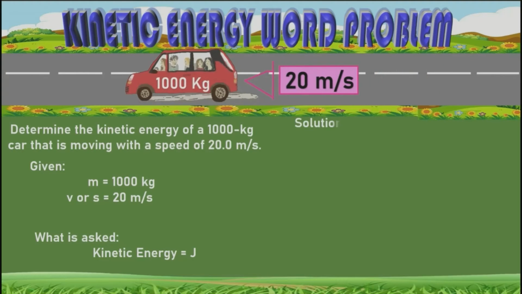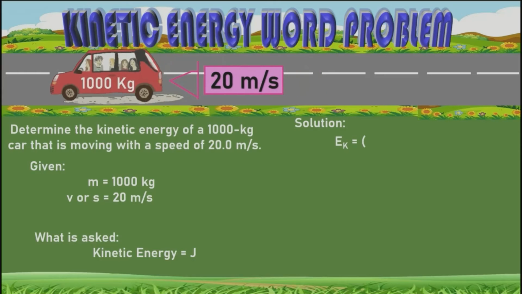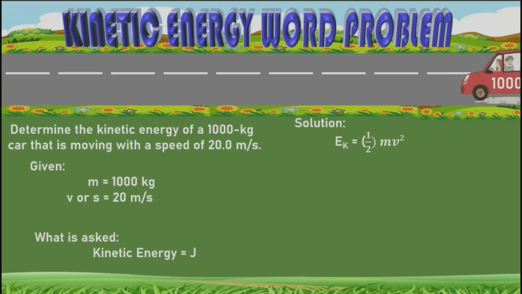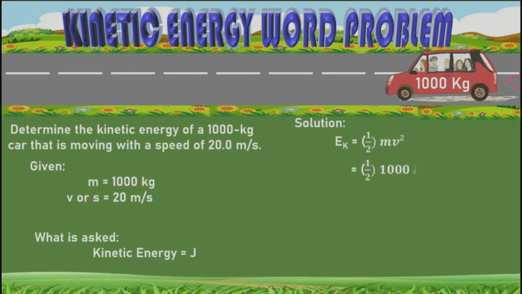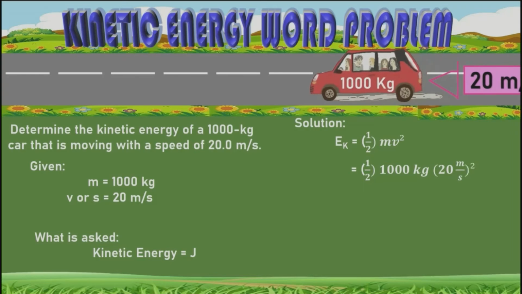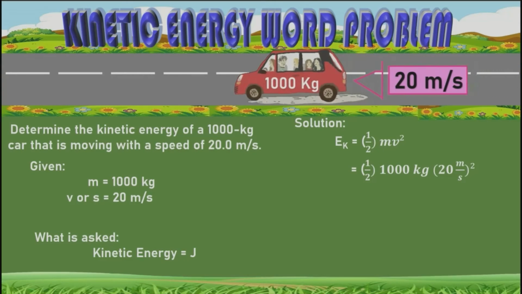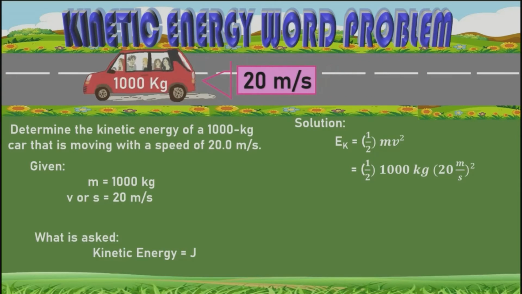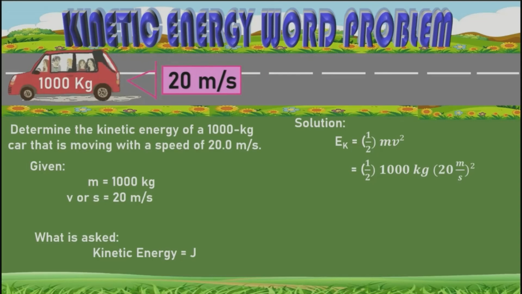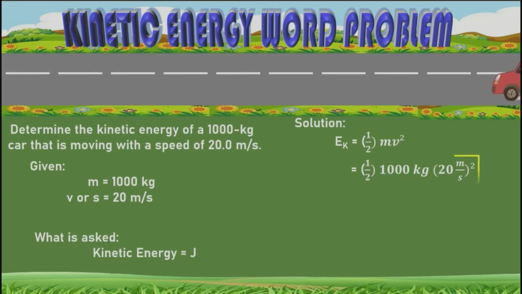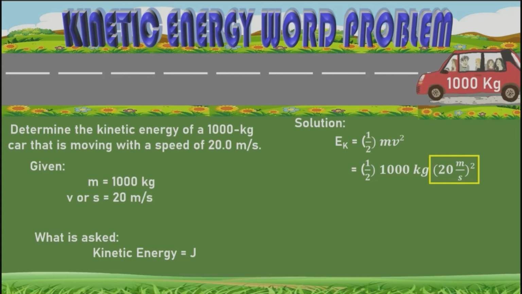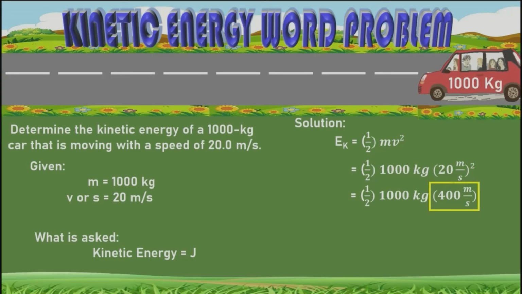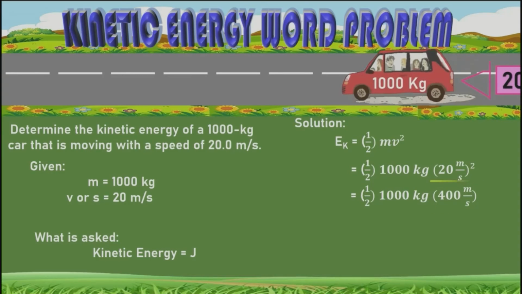And in getting the value of kinetic energy, we need to use its equation. In proceeding with the substitution of data, we have kinetic energy equals one half of 1,000 kilogram and 20 meters per second of velocity squared. Since we have the velocity squared in the formula, this only means that you have to multiply 20 meters per second by itself to get 400 meters per second squared. Then multiply this to 1,000.